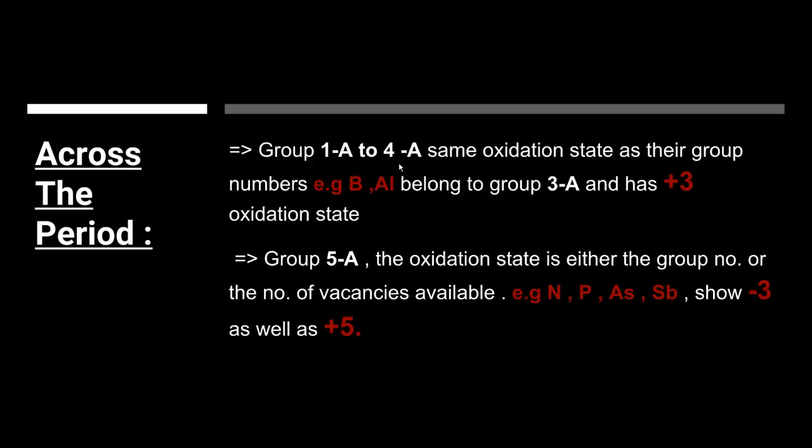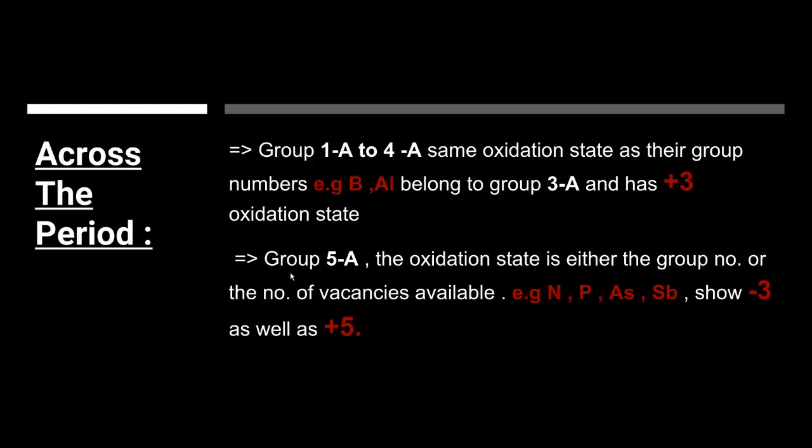The elements of group 1A to 4A, that is alkali metals and the carbon family, have the same oxidation states as their group numbers. For example, boron, aluminium and gallium belong to group 3A and have +3 oxidation state. So for the elements of these groups, the oxidation state is the same as the number of electrons present in the valence shell of the elements.